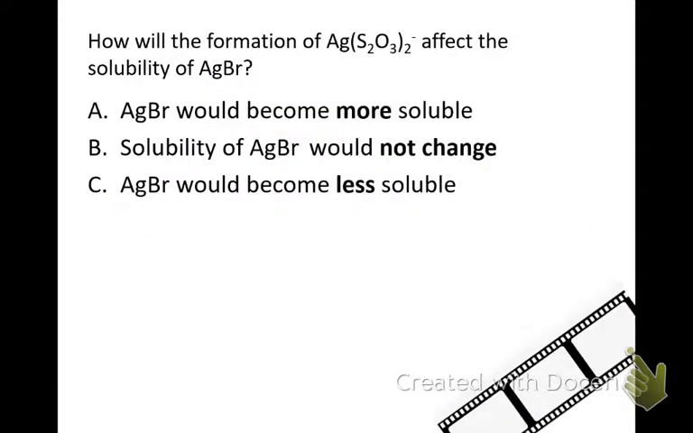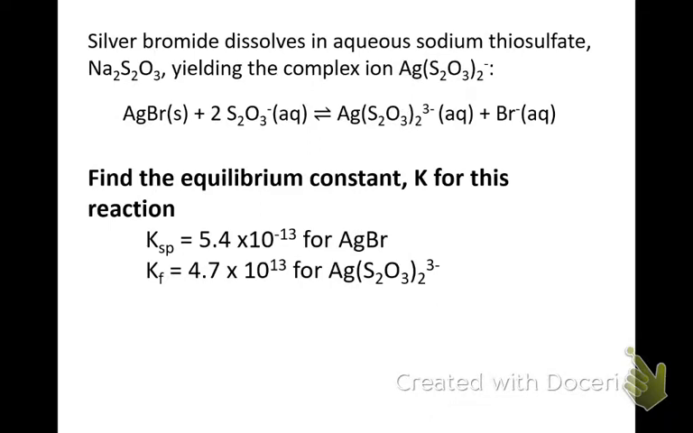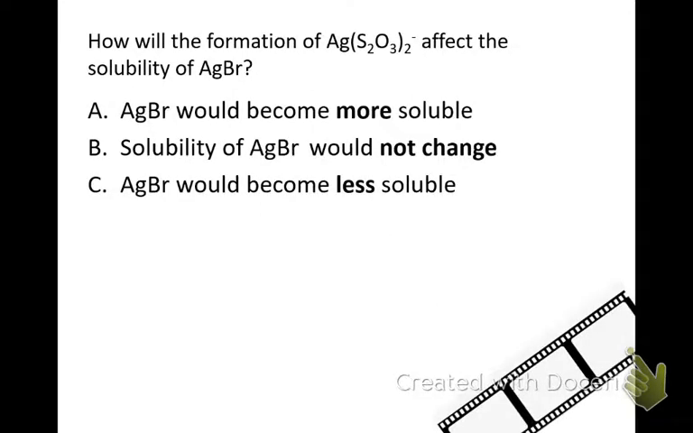Okay, so how will the formation of silver thiosulfate affect the solubility of AgBr? If we allow the formation of silver thiosulfate by adding thiosulfate to a solution of AgBr, then that will make the AgBr more soluble. It's going to make the AgBr more soluble. Okay, so let's talk about why that is.